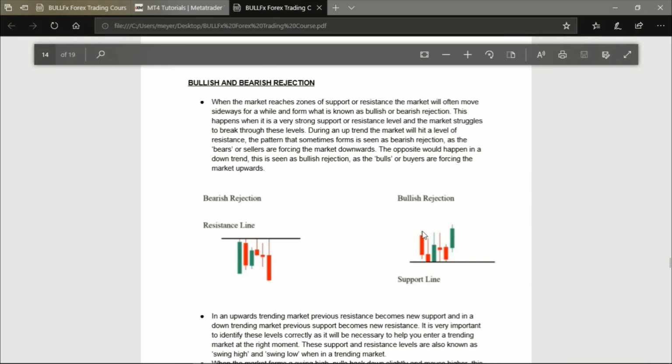Over here on the bullish side, we've just got the opposite happening. So the market came down to hit this support line, failed to break through this line multiple times, where we then formed a very big or strong bullish engulfing candle, which indicates strong momentum to the upside, which indicates buying opportunities.